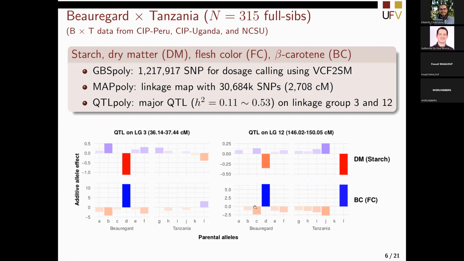We have actually linked genes for controlling each one of these pathways, right? Which make them negatively correlated. As one increases, the other decreases, right? These QTLs were located on chromosome 3 and 12.